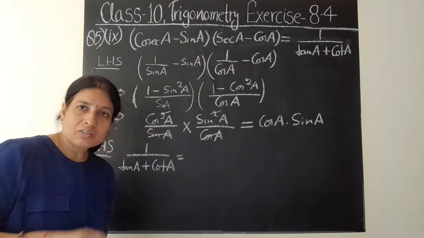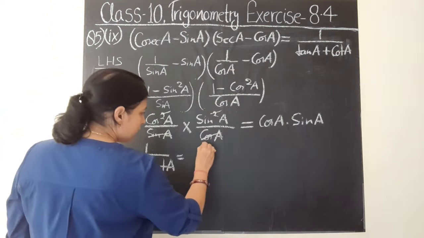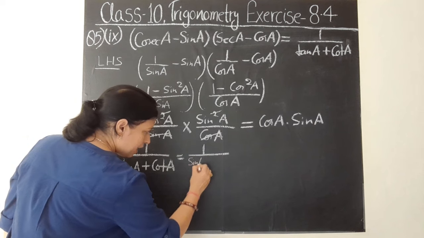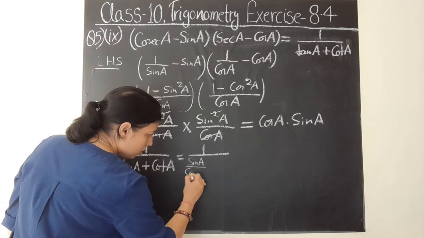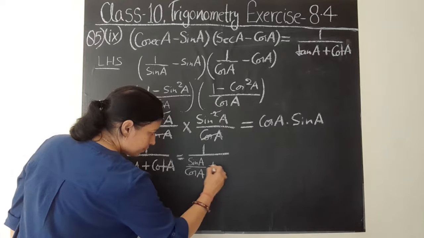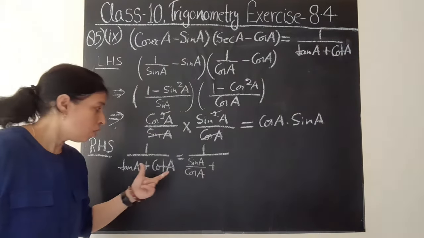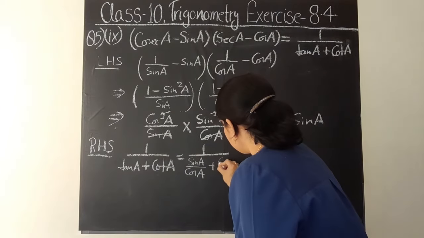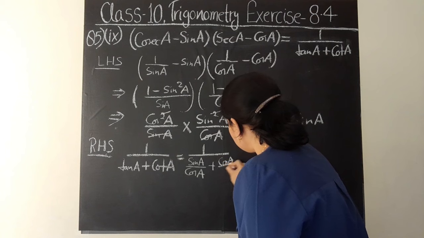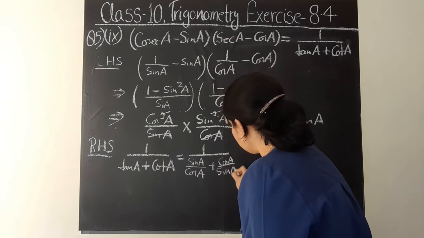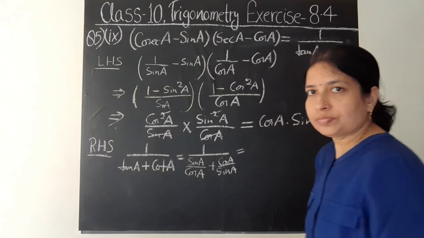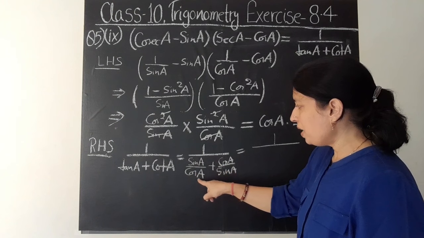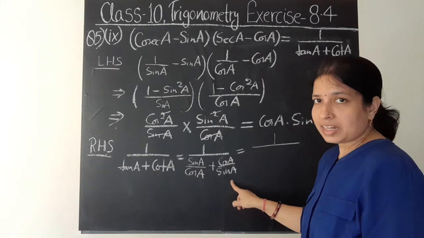You know that tan A is equal to sin by cos. So write here 1. In place of tan A write sin A by cos A. And in place of cot A you can write cos A by sin A. Okay, we have to write it upside down. So it is cos A plus sin A. So here you can write it is sin A by cos A plus cos A by sin A.